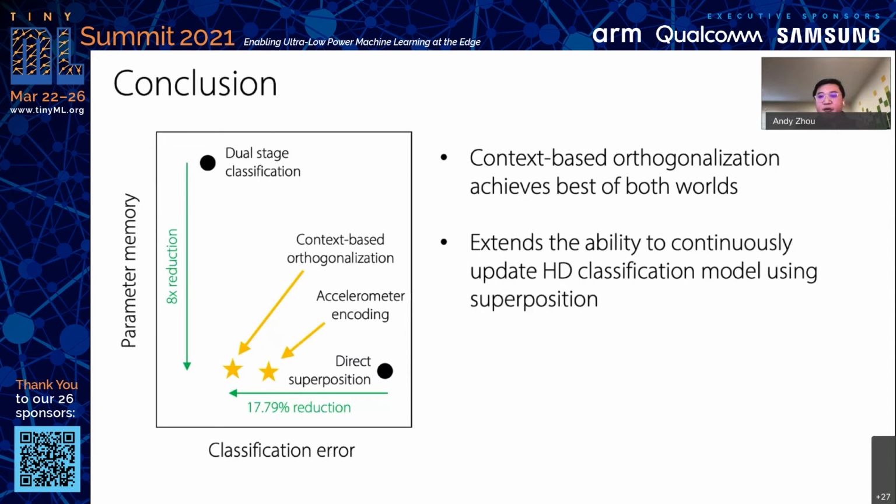At the end of the day, what we're really trying to achieve is continuous model updates on edge devices, and these two methods extend the ability to do so through continuous superposition of new training examples with context encoding.